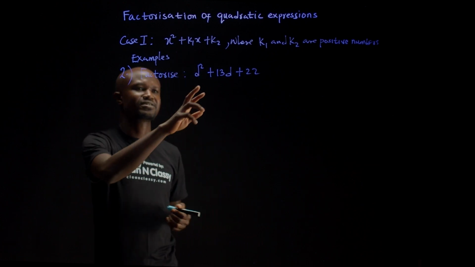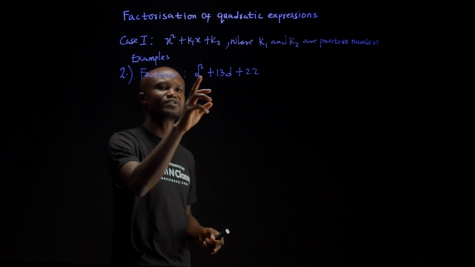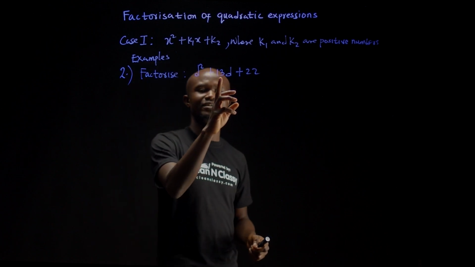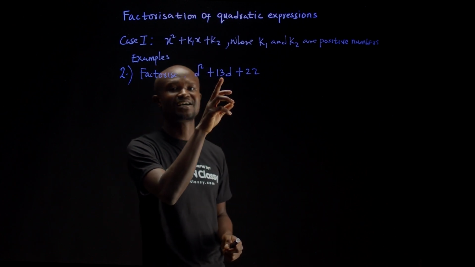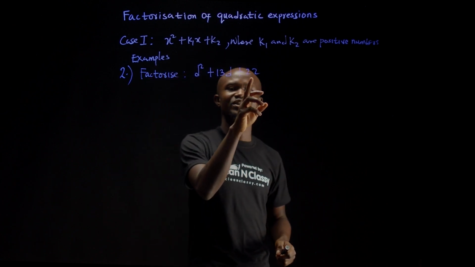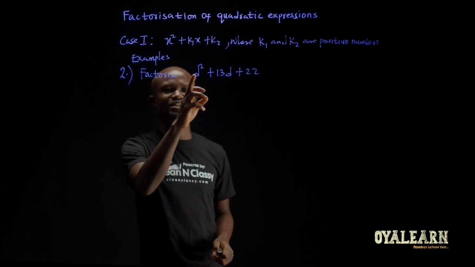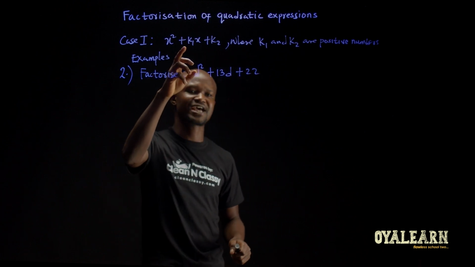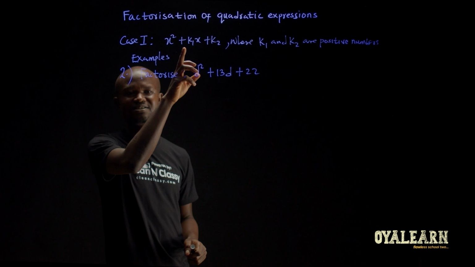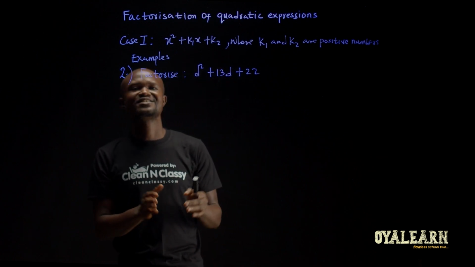You can see the coefficient of d squared is positive. The coefficient of 13d is also positive. The coefficient of d is also positive. And the constant term we have here is also positive. So once you have positive here, positive here, positive here, it means that it follows the first case.